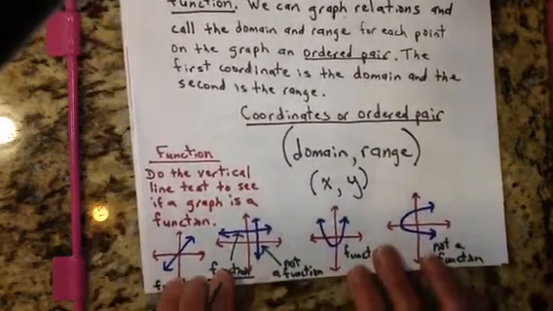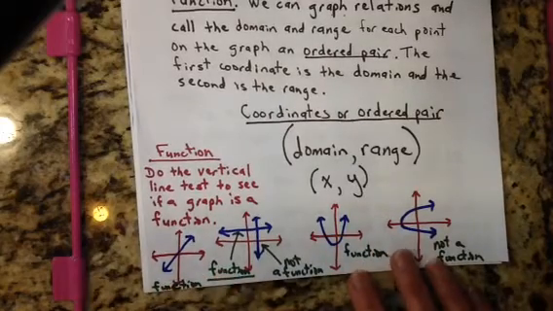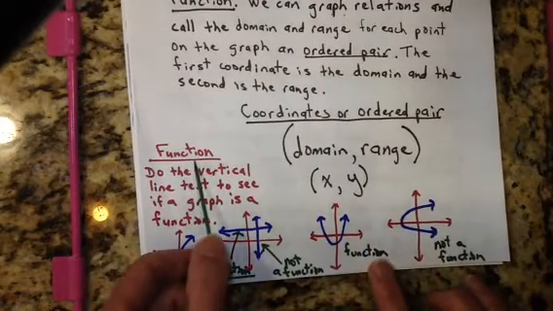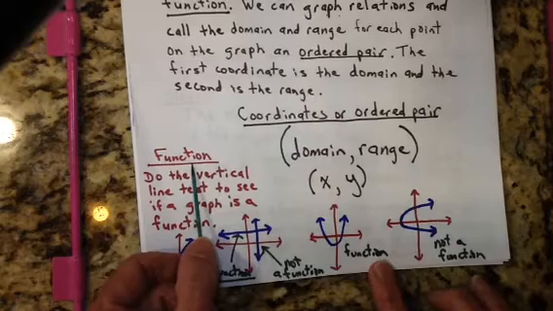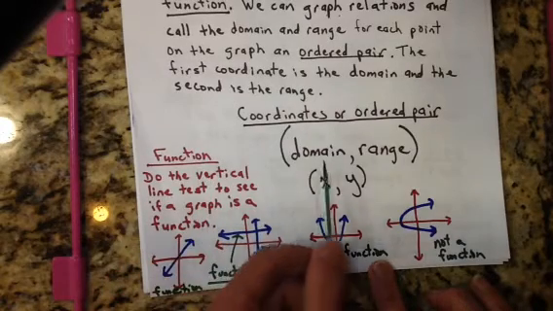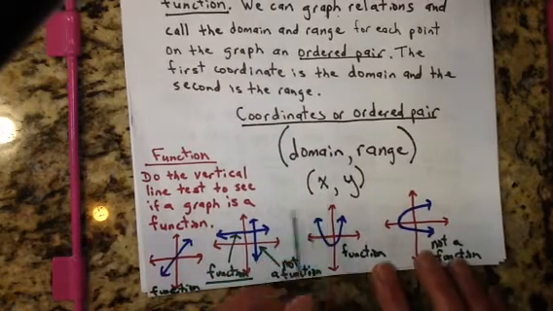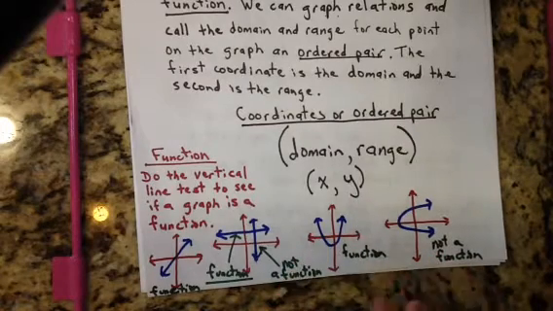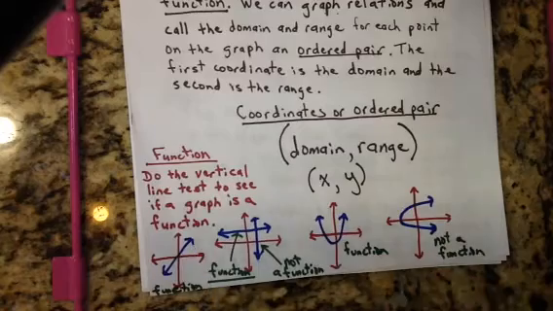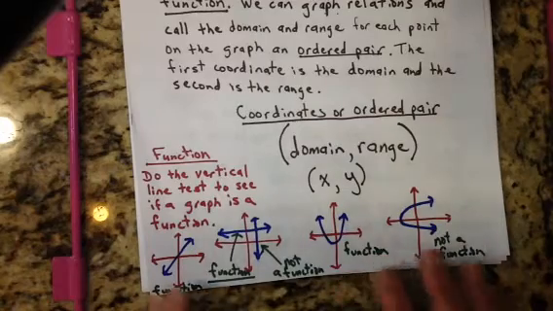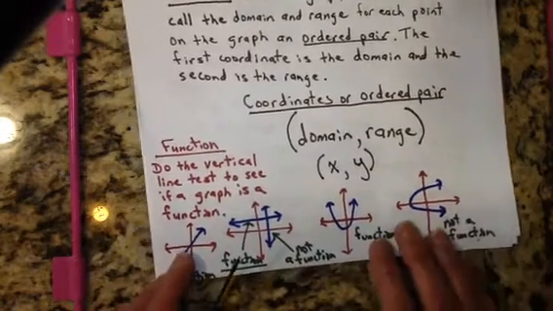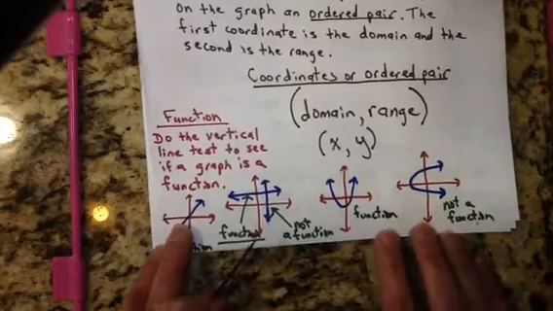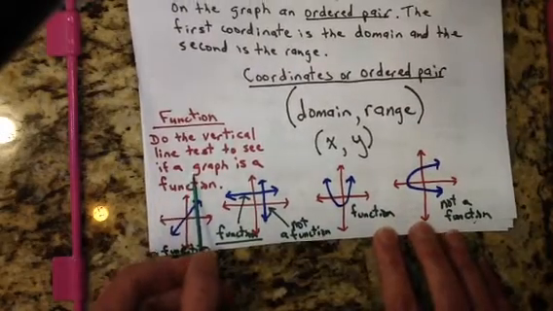But let's talk a little more about a function. Again, a function is an equation where for each input value, which is your x, you only have one y value or output value. If you have more than one, then it's not a function. And with the graphs for these, you can do what's called the vertical line test.